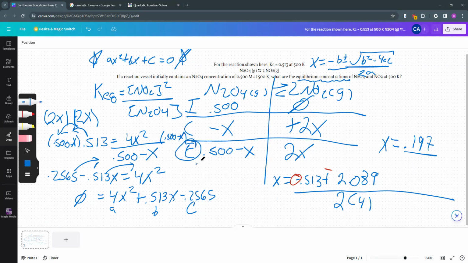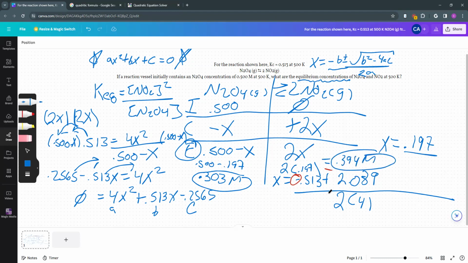So we know what x is now, 0.500 minus x, minus 0.197. So N2O4 equilibrium concentration is 0.303 molar. And then for NO2, that's 2 times 0.197. So it's going to be just under 0.4. So at equilibrium, we have 0.394 molar for NO2.